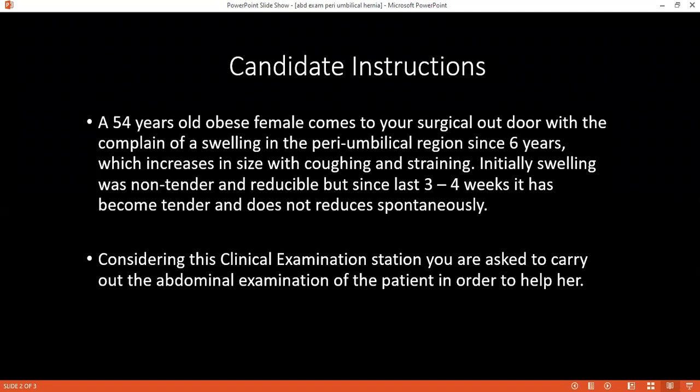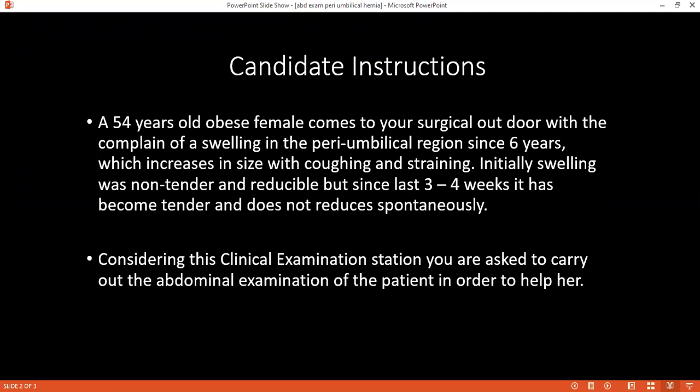I'll begin my examination by washing my hands and greeting the patient, and confirming his name and age. I introduce myself as a surgical candidate for the exam, and I'll do his abdominal examination for the complaint for which he is consulting us. Then I'll explain the whole procedure, that this will involve me looking and feeling at your abdomen from the front and sides, and I may also need to look at the inguinal area.